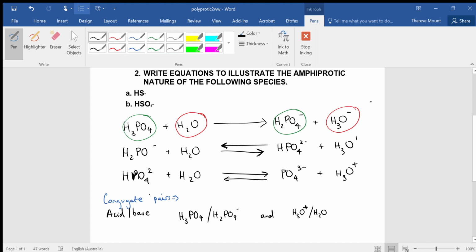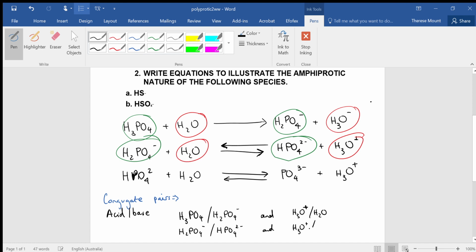All right, so then let's have a look at the second one. We can see that it's the same: this differs by one proton, and these do as well. So, H2PO4 minus has donated a proton, so that's acting as an acid, and its conjugate base is this species here. These two molecules are exactly the same, so this water has accepted a proton, so it's acting as a base. Therefore its conjugate acid is the hydronium ion there.